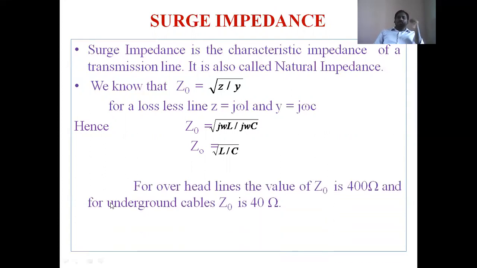Is that right? So generally for overhead lines, this characteristic impedance is 400 ohms. And for underground cables, it is 1 by 10th of this value. 1 by 10th of the overhead transmission line means 40 ohms. That's why for underground cables Z0 is 40 ohm and its angle can vary from 0 to 15 degrees. So overhead lines Z0 is 400 ohm and underground cables Z0 is 40 ohms.